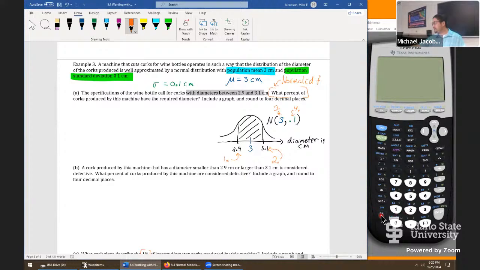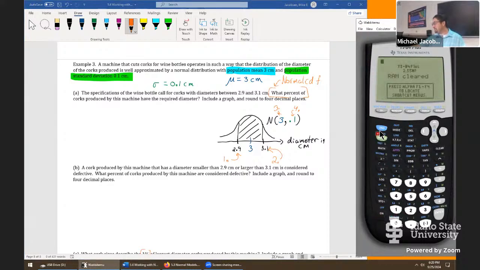So let's give this a try. The mantra is, this time, not the stat key. We want to hit second bars, pull up normal CDF. You could just hit the number 2 and it pulls it up as well. Sometimes it's a little faster. Lower bound is right where the area starts, 2.9. Upper bound is exactly where the area this time ends. So we have an ending and a beginning this time.